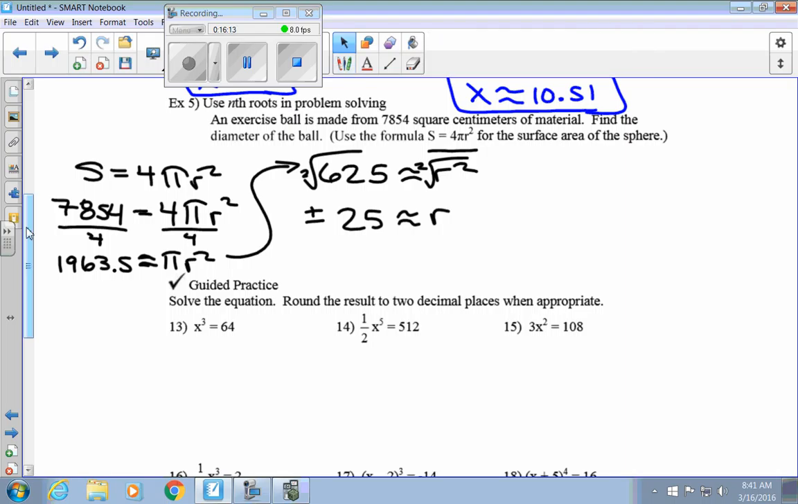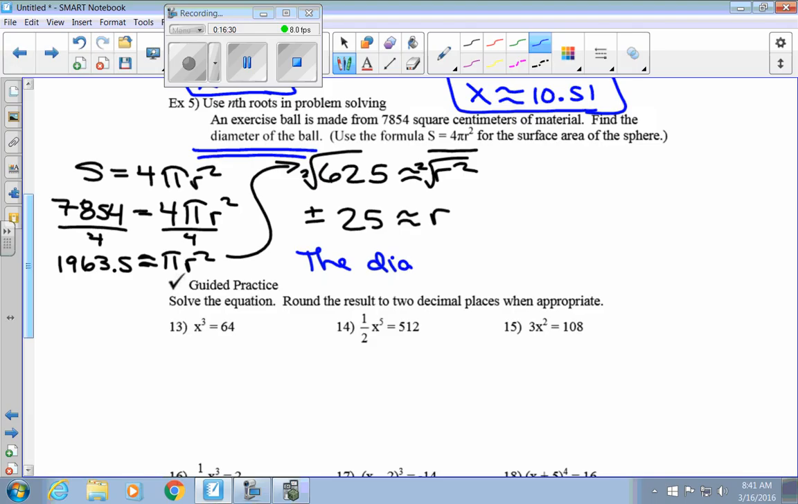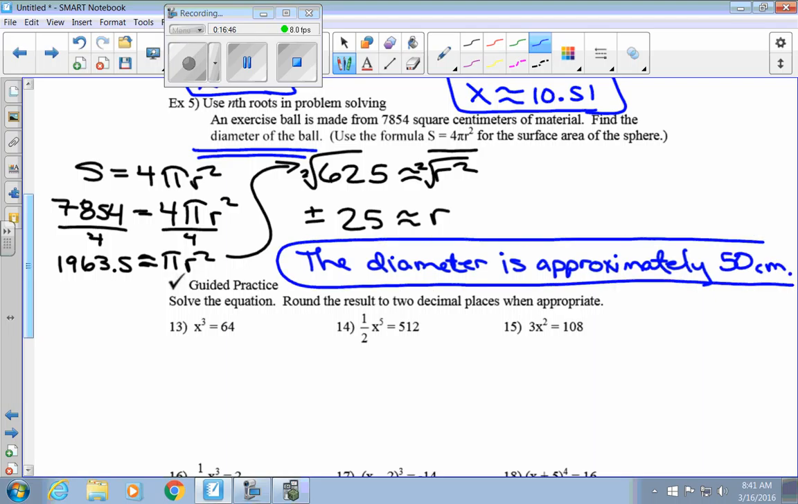So now, once we have solved this, we have to go back and make sure that we answer the question they asked. They asked for the diameter of the ball. Well, we solved for the radius. So if the radius is 25 centimeters, the diameter is going to be approximately 50 centimeters. Okay, and so there would be the answer to the question.